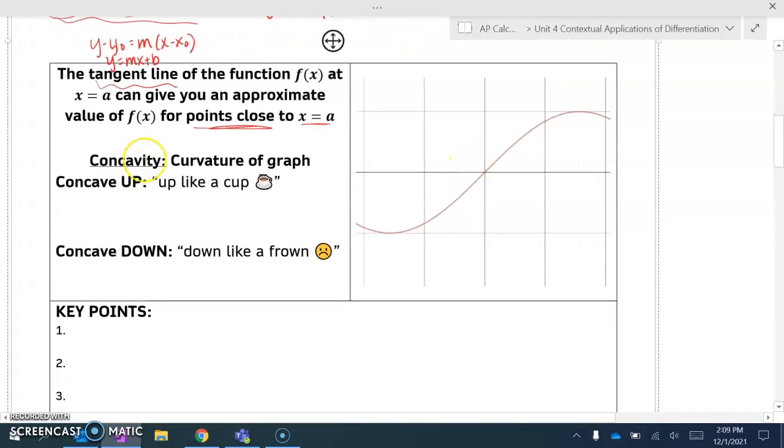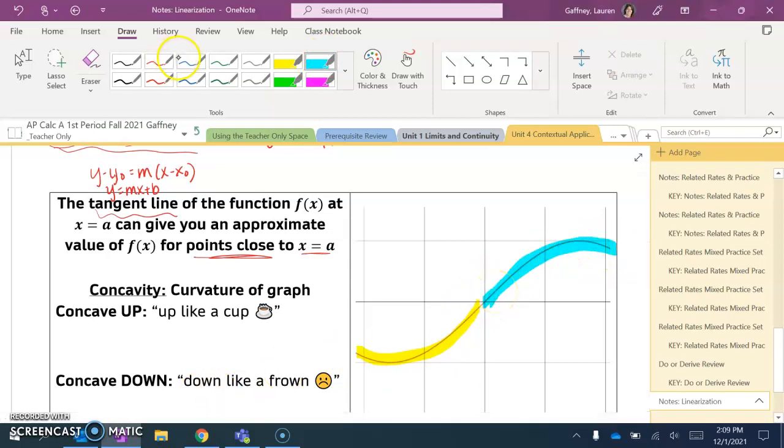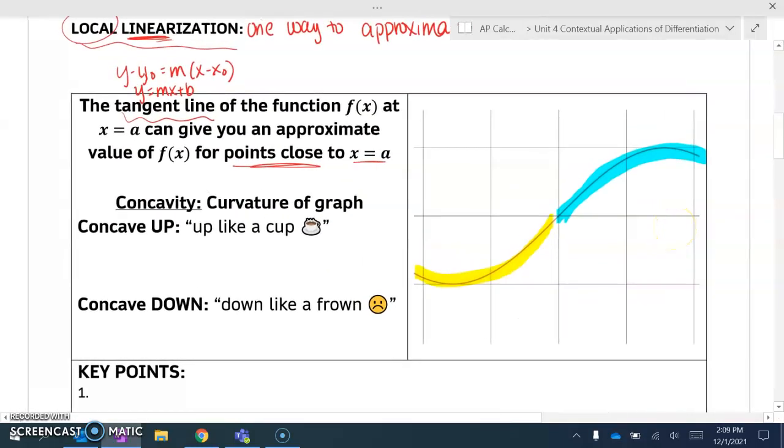So another idea that goes along with this is we can look at the concavity. That's a new vocab word for us. We haven't talked about concavity yet, but it looks at the curvature of a graph. If something is concave up, this portion right here is concave up like a cup. And then concave down is like a frown. This portion right here is concave down. We're going to do a lot more with this in the days and weeks to come, but that's just a brief intro to concave up versus concave down.